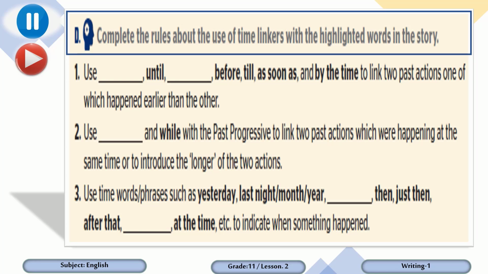Okay, now it's time to check the answers. We use, very good, the linker after and the linker when with until, before, till, as soon as, and by the time in order to link two past actions, one of which happened earlier than the other. Excellent. Number 2, we use, very good, as and while with the past progressive to link two past actions which were happening at the same time or to introduce the longer of the two actions.